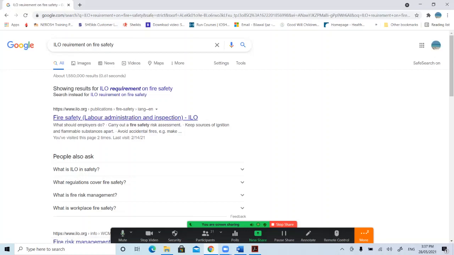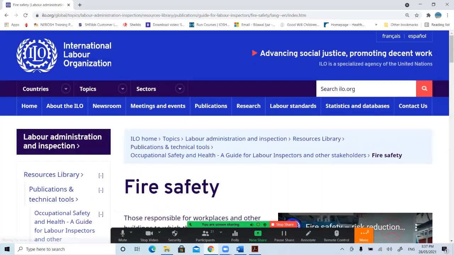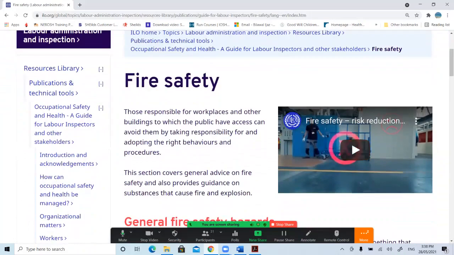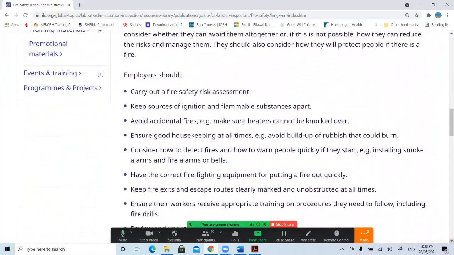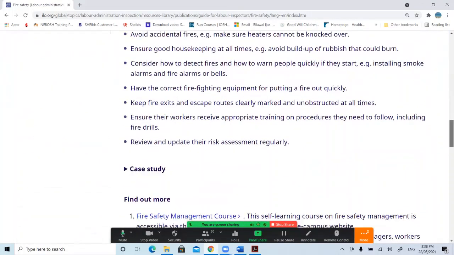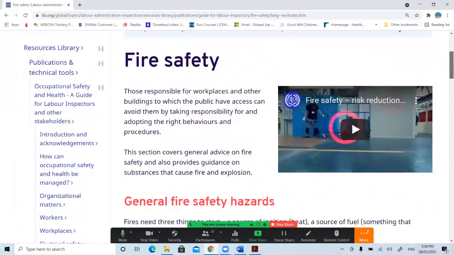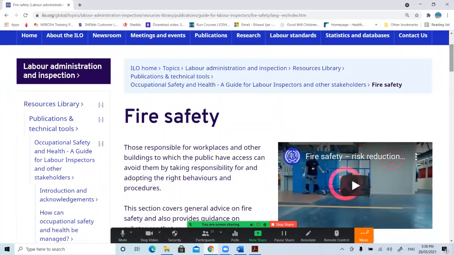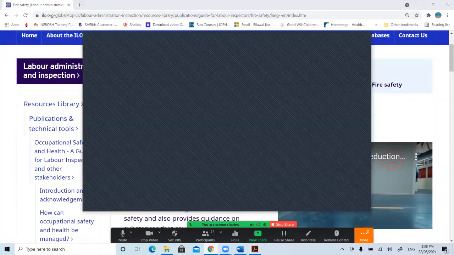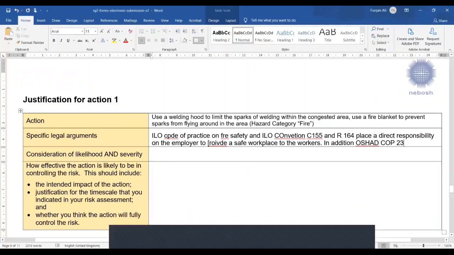Okay, fire safety, labor administration. There you go. This is the first one. So you can get from here the fire safety. If there is any number or any title, you can mention it here, or you can just give reference to the ILO requirements. Yes, here is a guide for labor inspectors and other stakeholders regarding fire safety. So you can mention it here instead of COP.